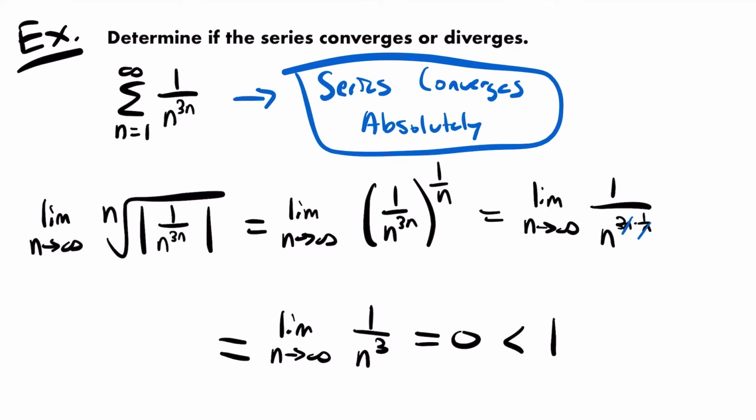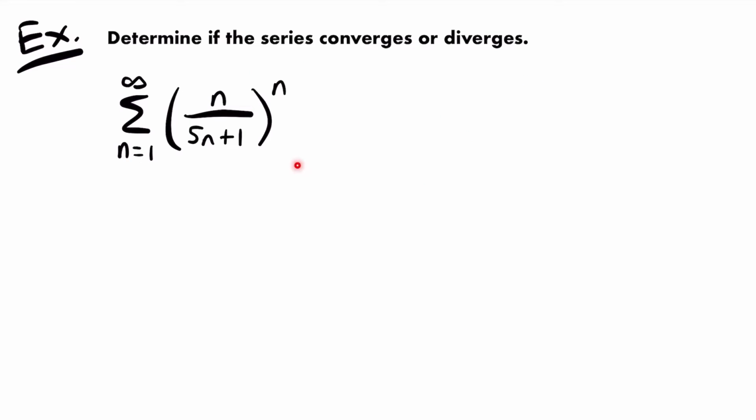Okay, let's look at another example. All right, so here's our next example. Once again, we want to determine if the series converges or diverges, and our series this time is the sum from n equals 1 to infinity of (n divided by 5n plus 1) to the power of n.